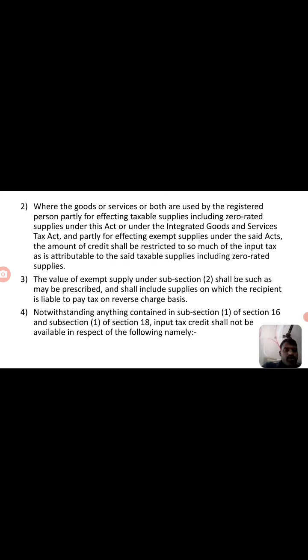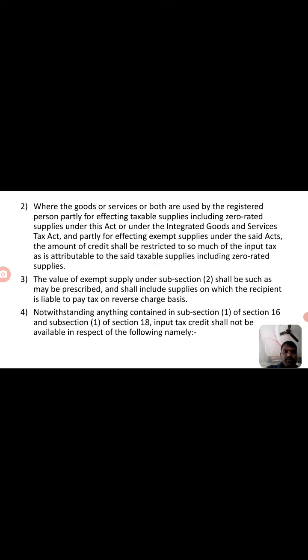or services or both are used by the registered person partly for effecting taxable supply, including zero rated supply under this Act or the IGST Act, and partly for effecting exempted supply under the said Acts, the amount of credit shall be restricted to so much of the input tax credit as is attributable to the said taxable supply, including zero rated supply. In zero rated supplies too, input tax credit is available only for the extent supplied for business purpose. If it is for personal purpose or non-business purpose, input tax credit is not available.